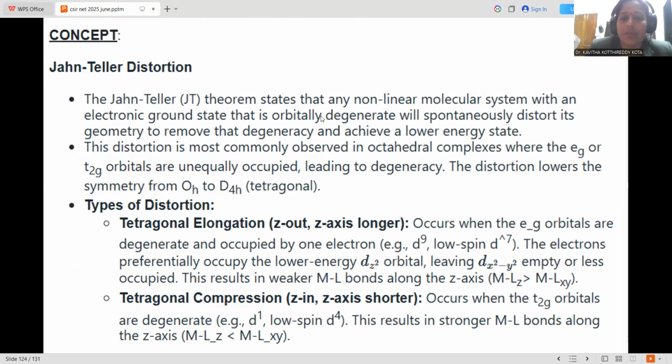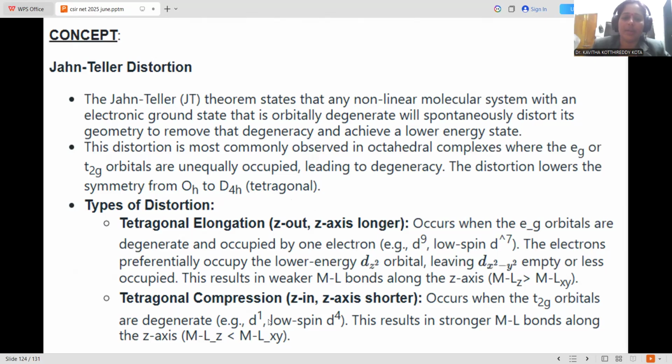So whenever distortion of degenerate orbitals takes place, non-linear molecular systems are taken into consideration. Whenever non-linear molecular systems are there and orbital degeneracy is possible, the degeneracy is totally lost within the compound. This distortion is most commonly observed for octahedral complexes where, e.g., t2g orbitals are unequally occupied. Only when a symmetrically unequally occupied system is present is the Jahn-Teller operation possible, leading to degeneracy distortion and lowering the symmetry.